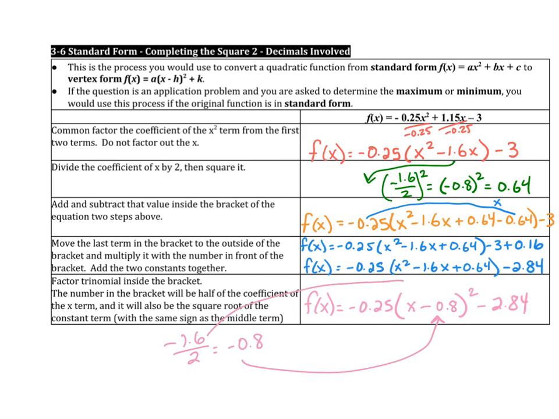And that negative 1.6 came from here. And if you were trying to find out the vertex of this graph, it would be opposite sign, so it would be at 0.8 and negative 2.84. So the method is all the same as before, just this last step to find that number in the bracket, just remember to take half of that middle number.